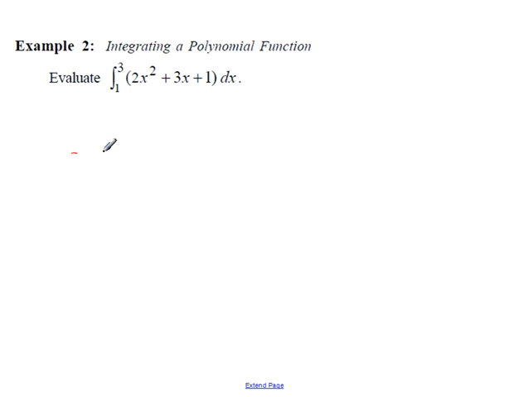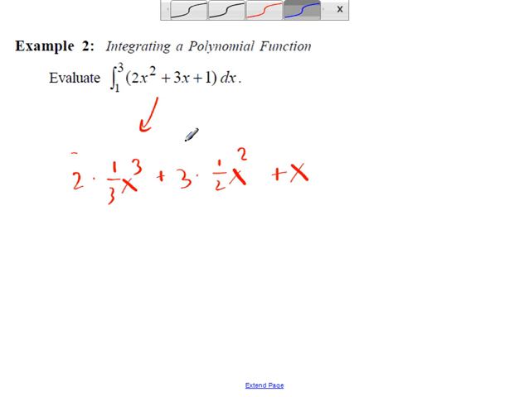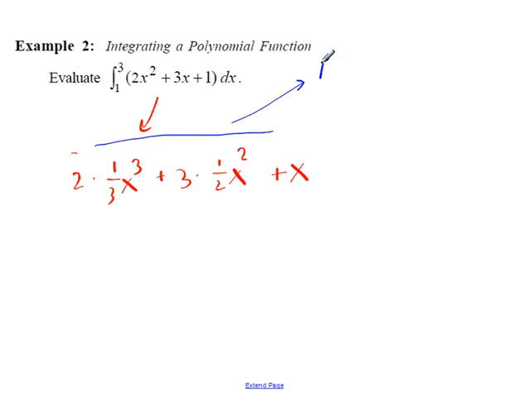we need to find the antiderivative. Well, the antiderivative of this is 2, the constant stays there, times 1/3 x cubed. The 2 becomes a 3 because we're adding one, and then we put the 1/3 out in front. That's always how it is with the power rule. Plus, well, 3 is a constant, so 3 times 1/2 x squared, and then plus 1 becomes plus x. And this is f of x.